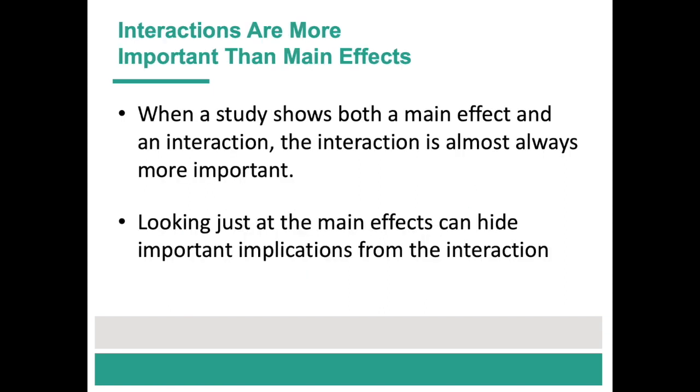So in general, interactions are more important than main effects. If you find an interaction, you're going to be focusing on the interaction itself, not so much the main effects. If we just look at the main effects, sometimes that can hide important implications from the interaction. That can happen because it can totally hide what is actually happening in the data.